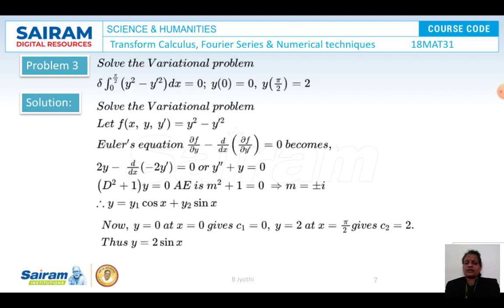Next problem. Solve the variational problem delta integral of 0 to pi by 2 y square minus y dash square dx is equal to 0 with the initial conditions, that is y of 0 is 0 and y of pi by 2 is 2.